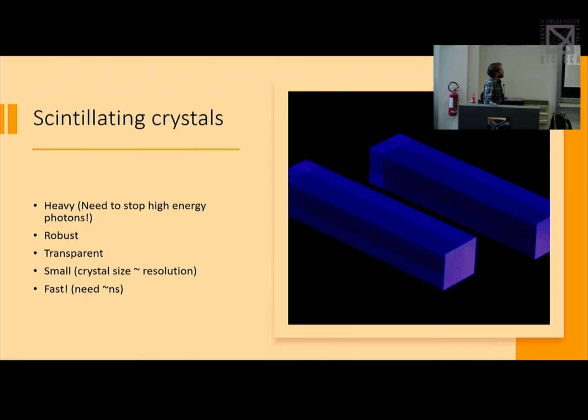How do you see these photons? You need some scintillating crystals, and you need to have some properties, because the crystals need to be very heavy to stop high energy photons. They need to be robust, transparent, because otherwise you don't see anything. And they must be small, because the crystal size dominates your spatial resolution. And they need to be able to pick up a photon every nanosecond or so.